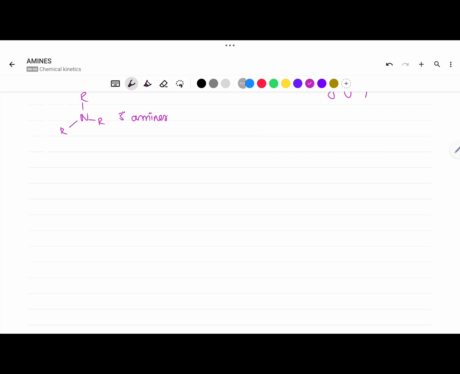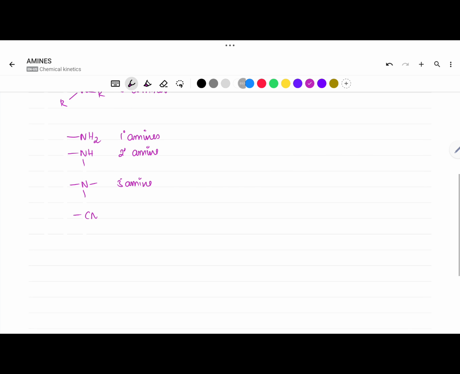Okay, so primary amines contain this functional group. So this is a primary amine. If it is going to have NH, then it is going to be a secondary amine. If there is going to be N, then it is a tertiary amine. If there is going to be a CN, or to be more precise, C triple bond N, this is called a nitrile. Nitrile is commonly known as cyanide.